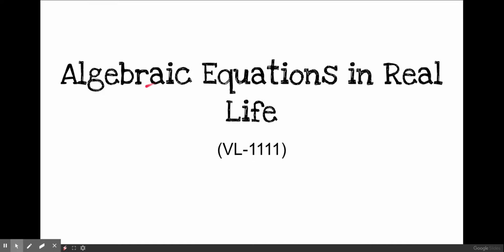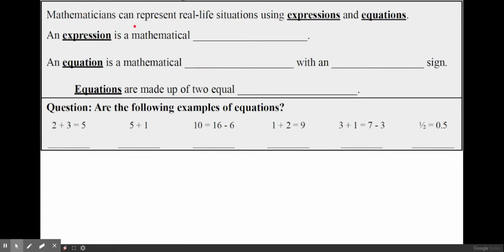In this video, we are going to explore how to write algebraic expressions from real-life situations. Let's begin. So mathematicians can represent real-life situations using expressions and equations. An expression, if you remember, is a mathematical statement. An equation is a mathematical statement with an equal sign. So equations are made up of two equal expressions.